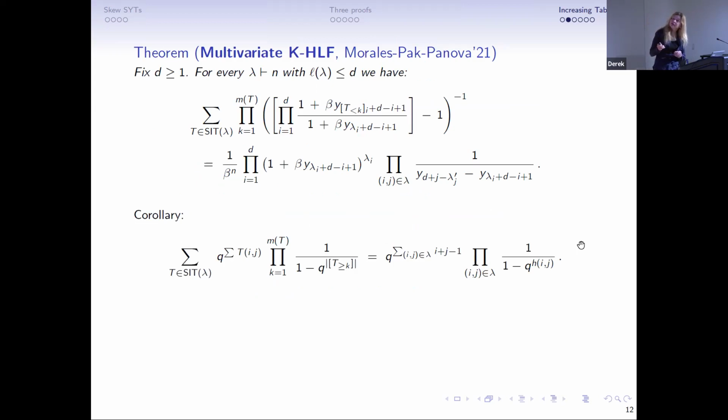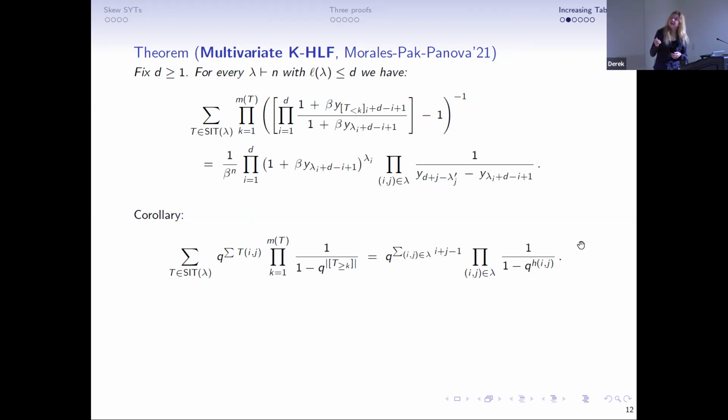So in this generating function, T goes over all standard increasing tableaux of shape lambda, q to the sum of the entries in this tableau. Then we have this factor 1 over 1 minus q to the number of boxes that are occupied by entries greater than or equal to k. K goes from 1 up to M of T. So if this was a standard Young tableau, you know exactly what this is because every entry occupies exactly 1 box. Every number occupies exactly 1 box.